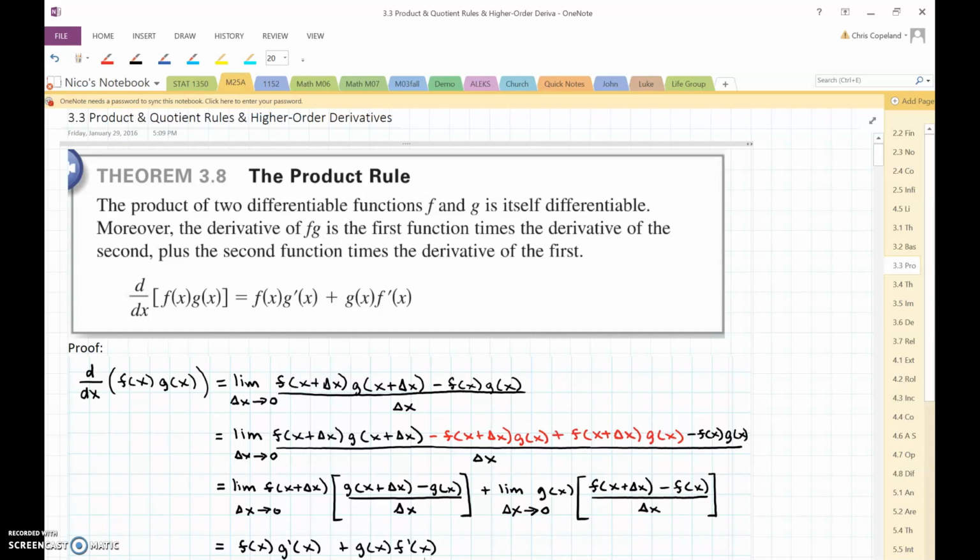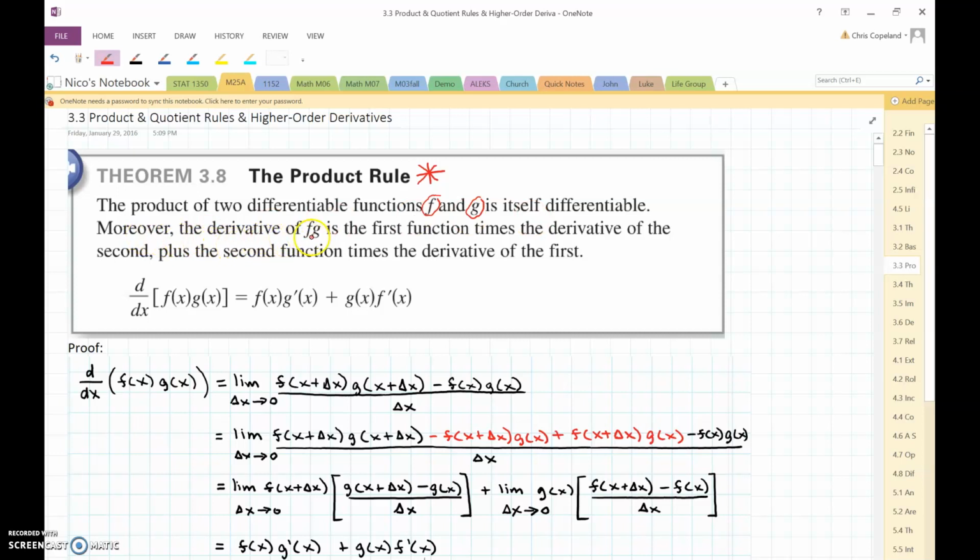Section 3.3, product and quotient rule in higher order derivatives. Let's take a look at the product rule. It states here the product of two differentiable functions, f and g, is itself differentiable.